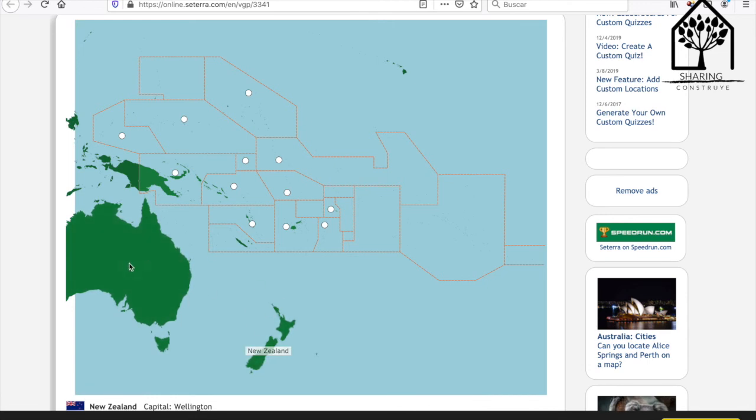English is the native language for the majority of the population for these two countries. And another important one is Papua New Guinea, Papua Nueva Guinea, here.